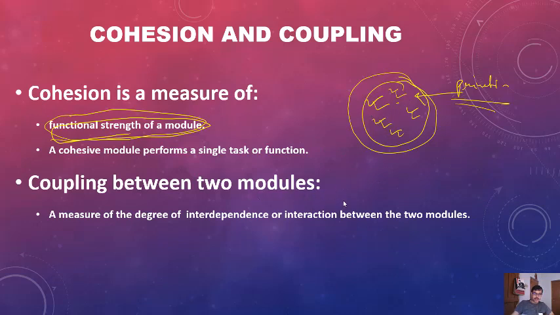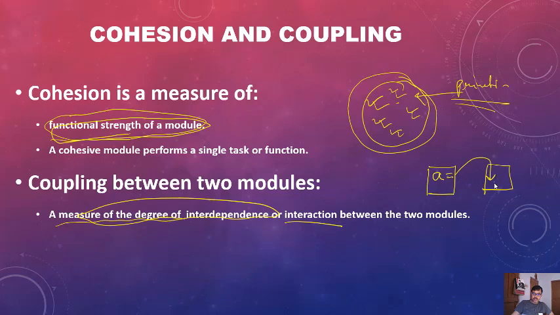Next one, coupling between two modules. It is a measure of the degree of interdependency or interaction between two modules. Suppose this is a module and this is a module. This module has a value A, and that value is used here: B equals B plus A. That means this module should pass the value of A to this module. That is called coupling. That means there is interdependency between these two modules.